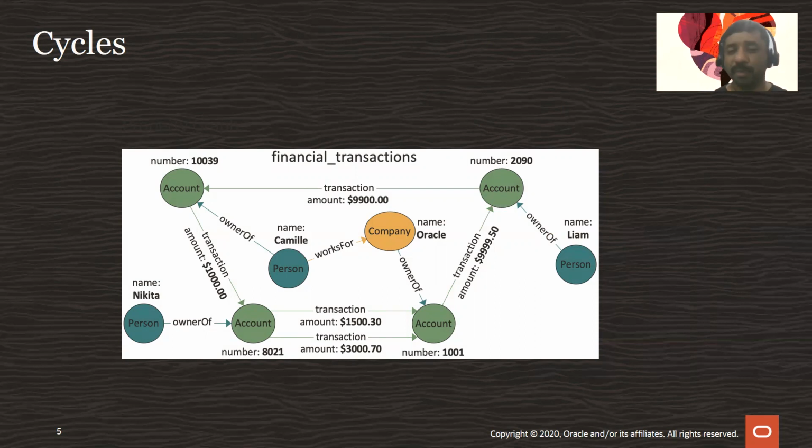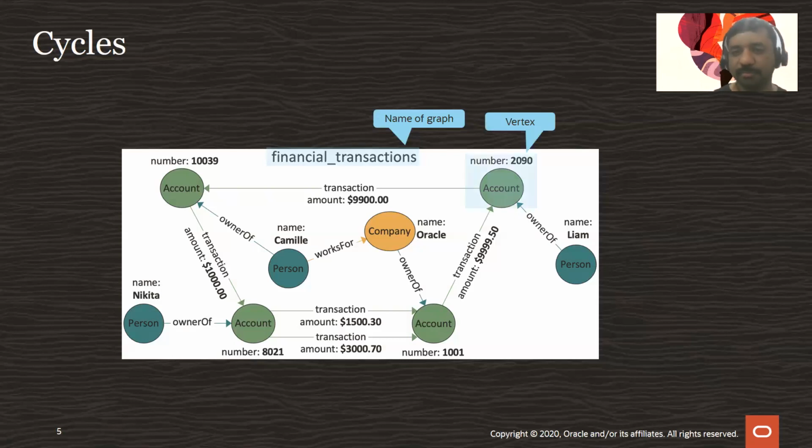From an Oracle Property Graph perspective, let's look at how a financial transaction is visualized using an Oracle Property Graph. Using the same example, you can see that there is a graph called financial transactions. We have vertex or vertices. So account number 2090 is a vertex. Similarly, person is a vertex, company is a vertex. So account, person, company, they are all vertices.